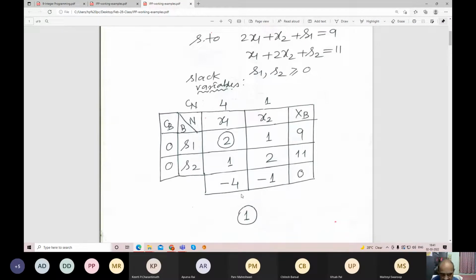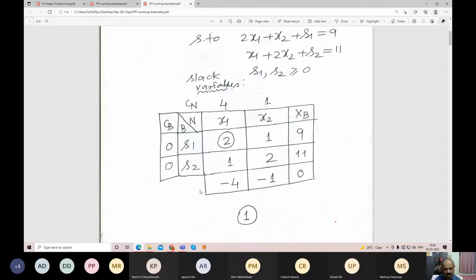We have two basic variables s1, s2, two non-basic variables x1, x2, and one column for the value of the basic variable xb. S1 equal to 9 here, S2 equal to 11, and the value of the objective function equal to 0. With respect to the objective function, you can see here zj minus cj, one is minus 4, another is minus 1. Okay, the most negative element is minus 4. With respect to minus 4, x1 is the entering variable.